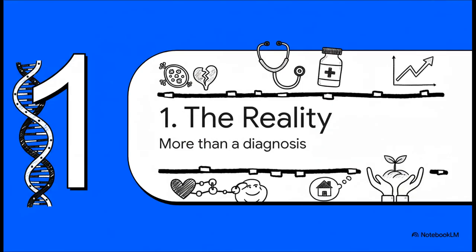Okay, Section 1, the reality of chronic illness. It really is more than just a diagnosis. To get this right, we've got to start with a really key difference, the difference between the disease and what it's actually like for a person to live with it.